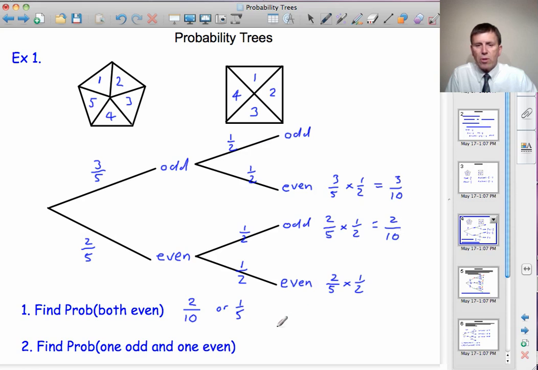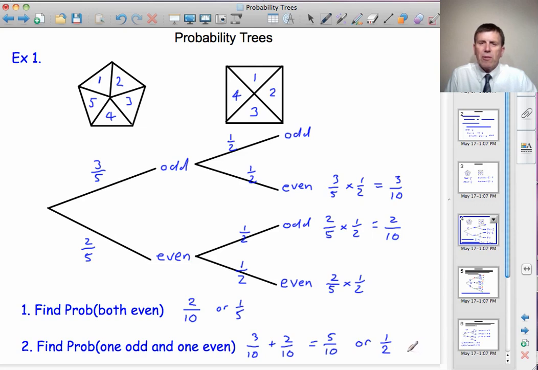And we simply add those probabilities together. So it's 3/10 plus 2/10. They're on a common denominator, so it's 3 plus 2 is 5/10. And I could give that in its simplest form as a half. And that completes our first example.